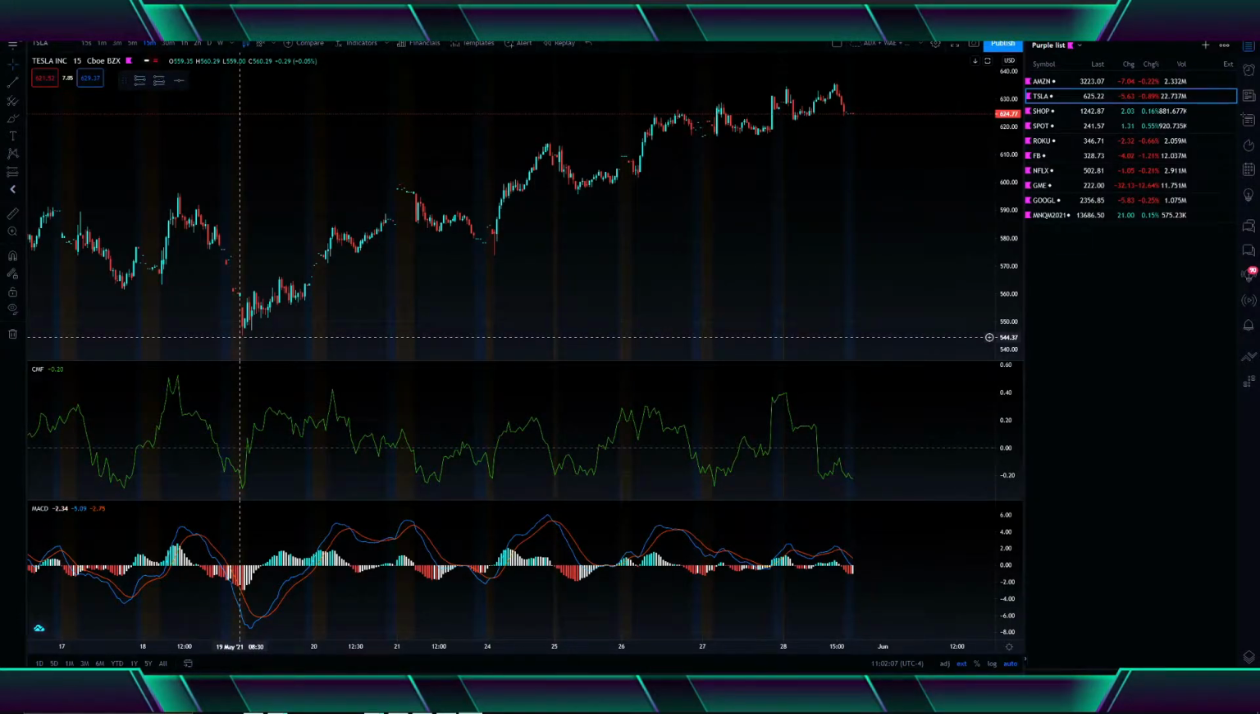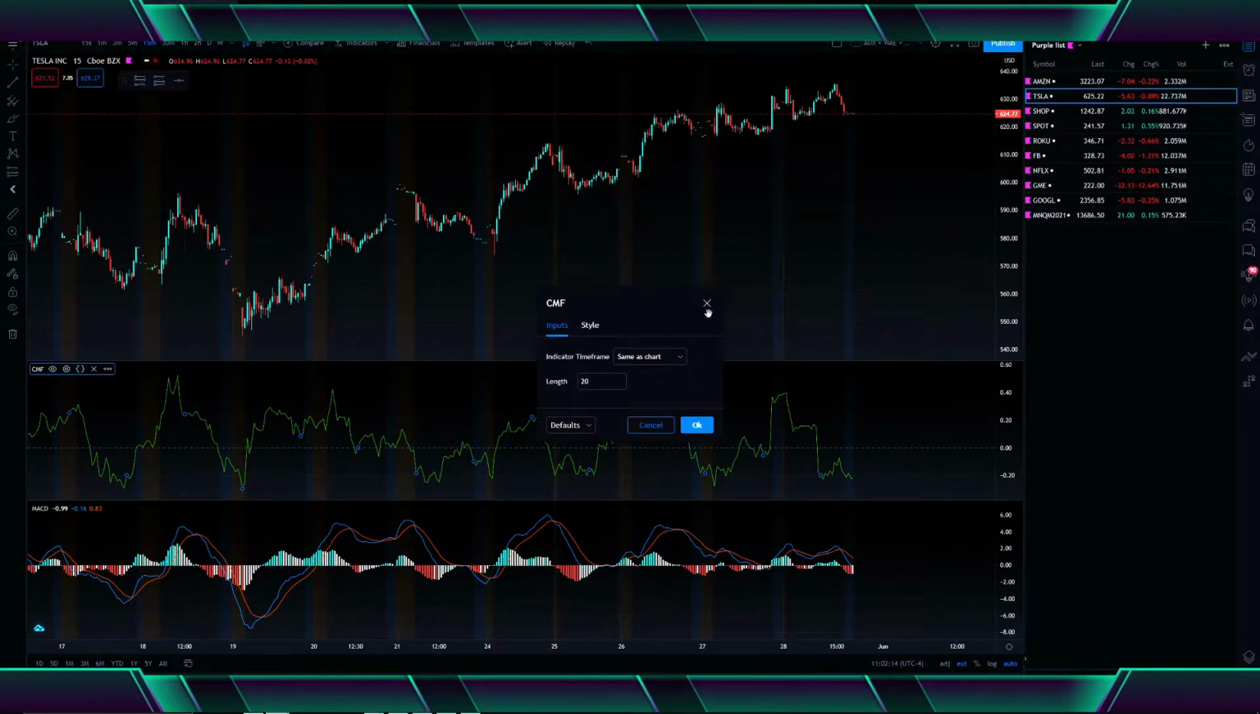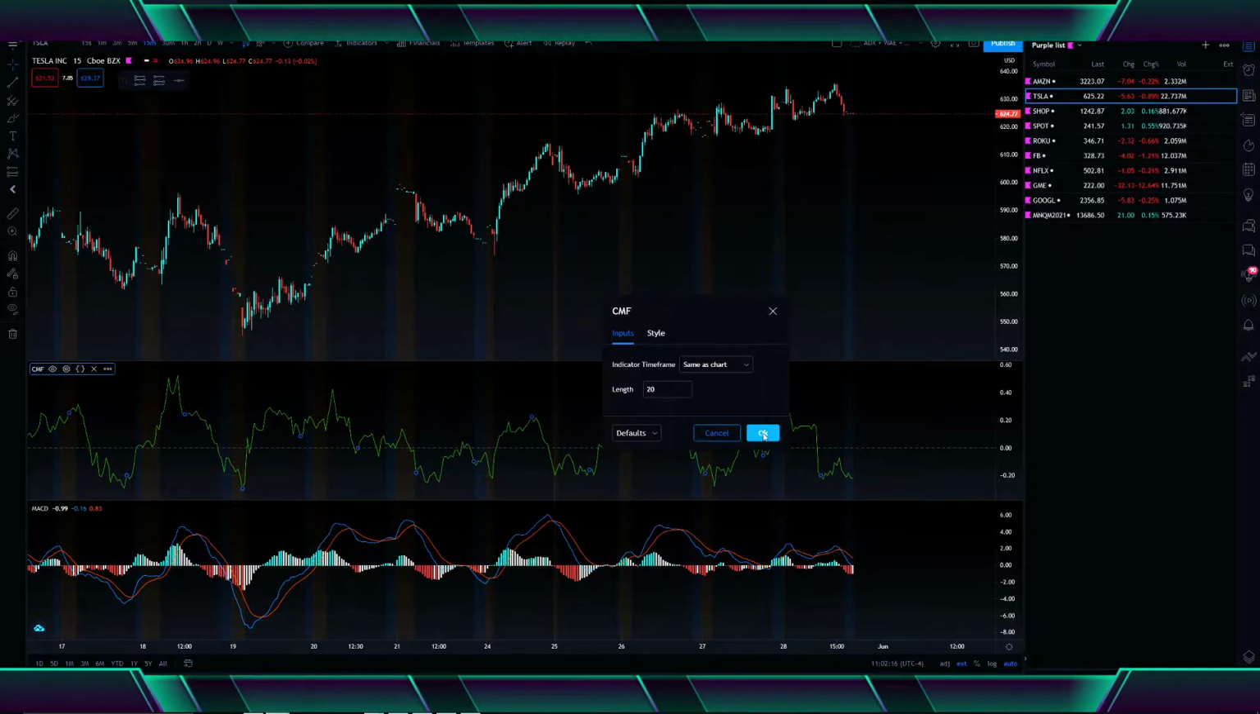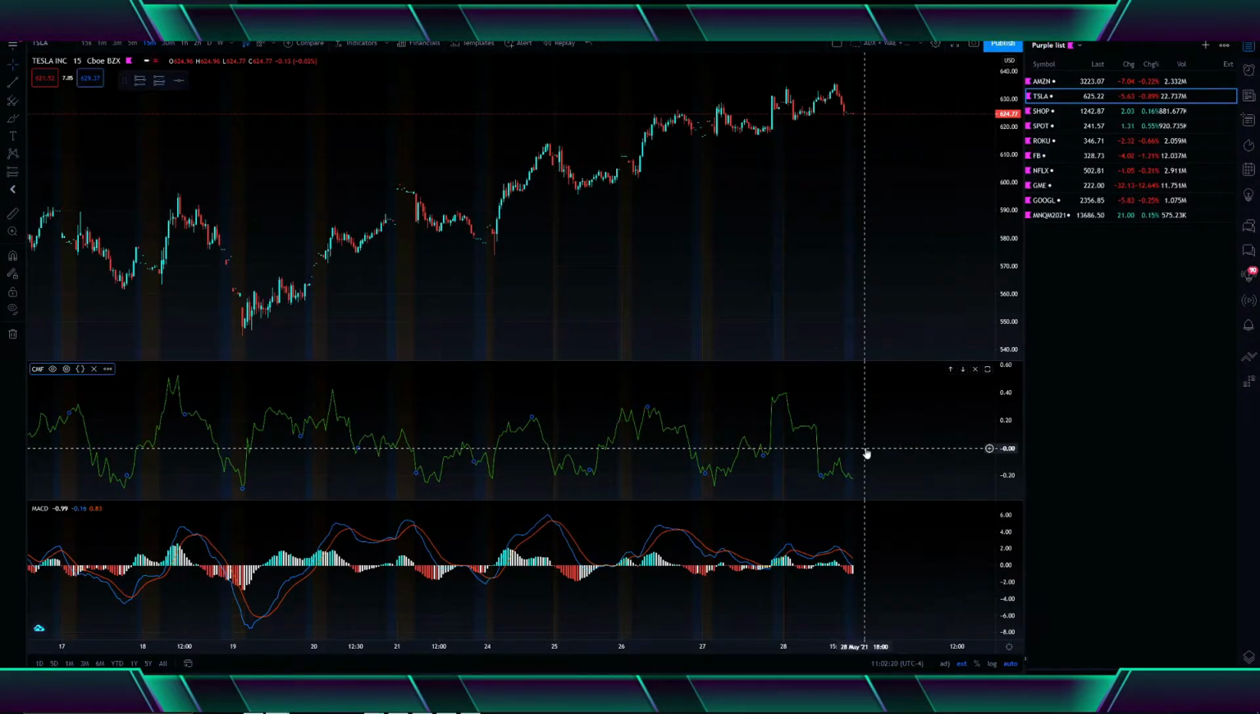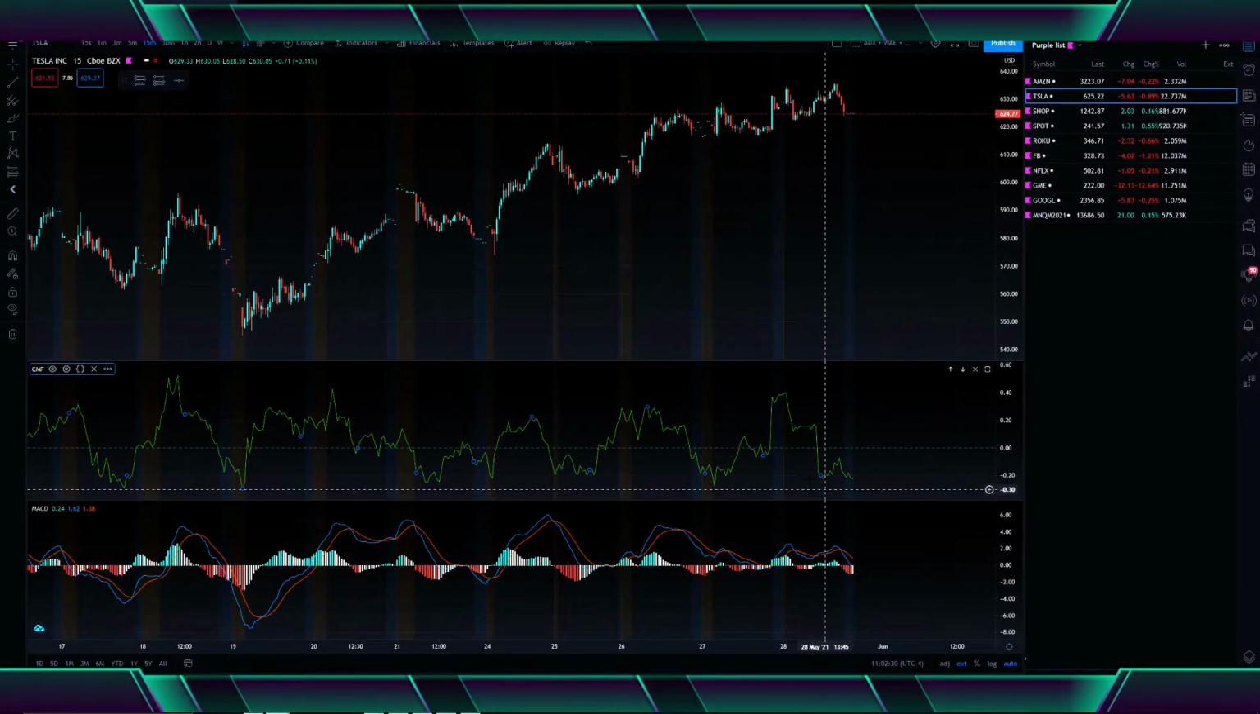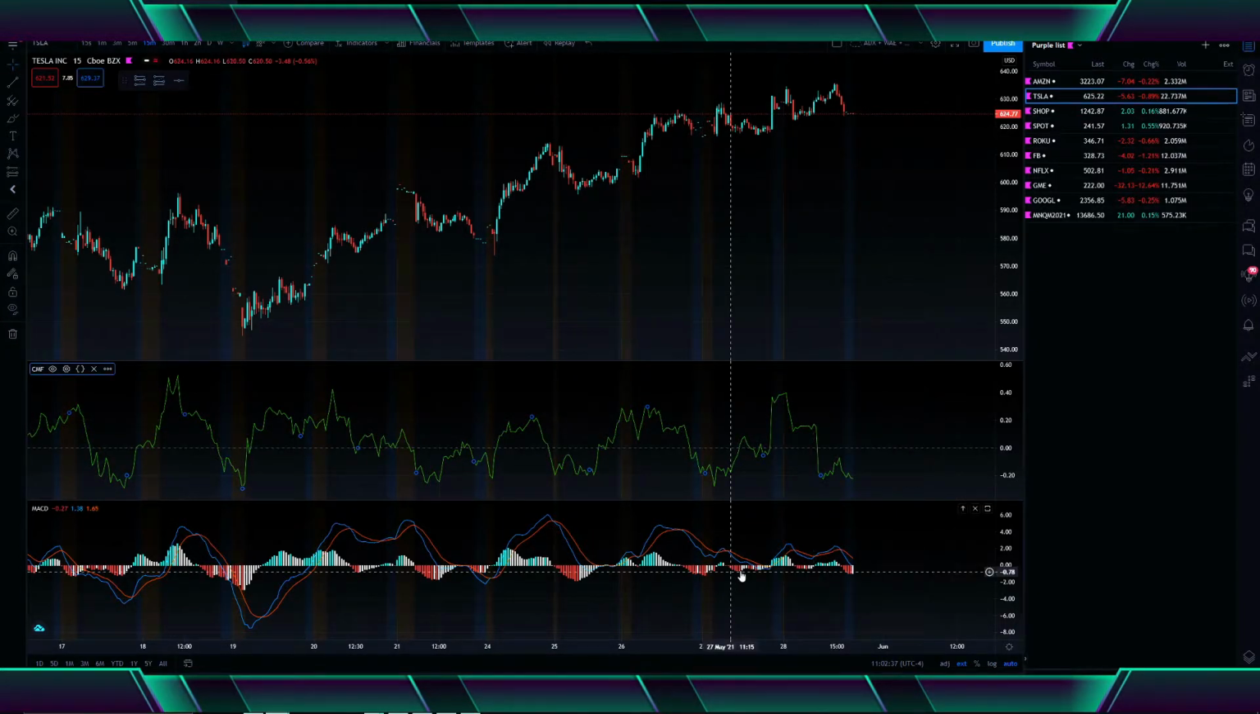Okay, so what we have is the CMF indicator. We have it on the default settings. We're not going to change anything. It has a zero line. The difference between the CMF and MFI is that the MFI, the money flow index, acts as an RSI chart almost, where you have an 80 line and a 20 line. The CMF is just a zero line, so we're going to use the CMF for this, and then we have your MACD. So very basic, very simple.